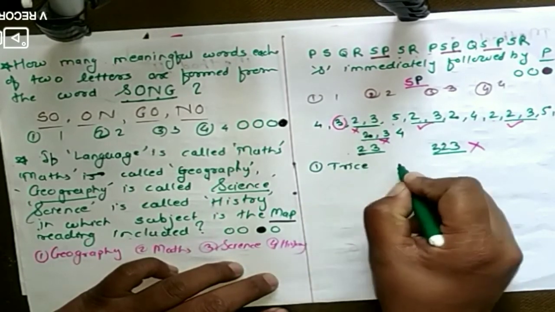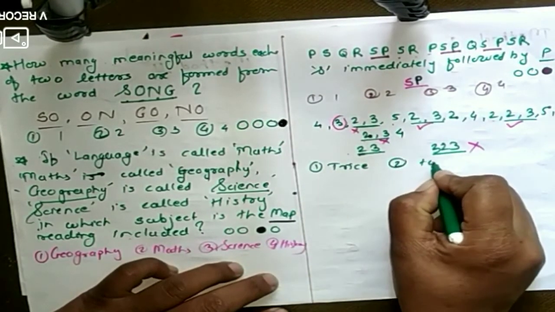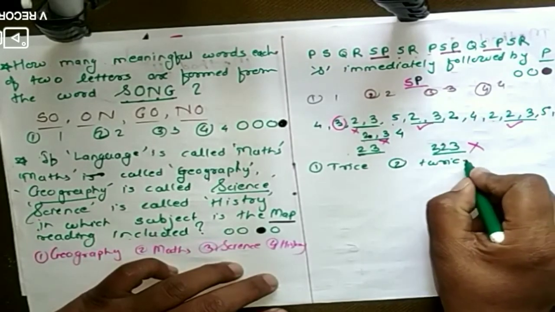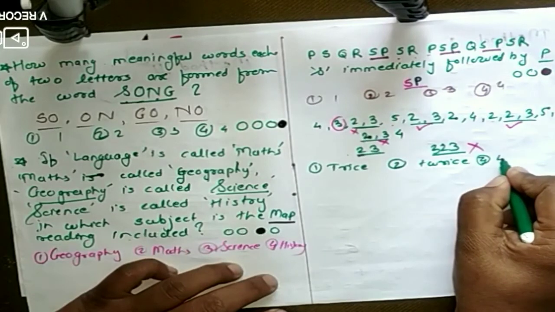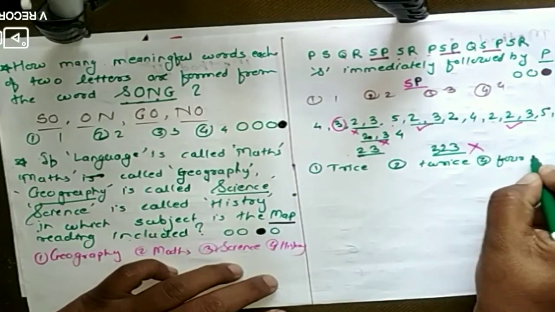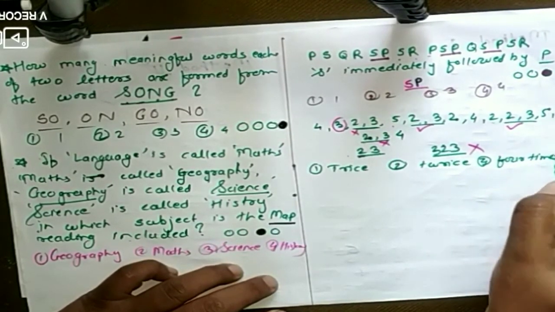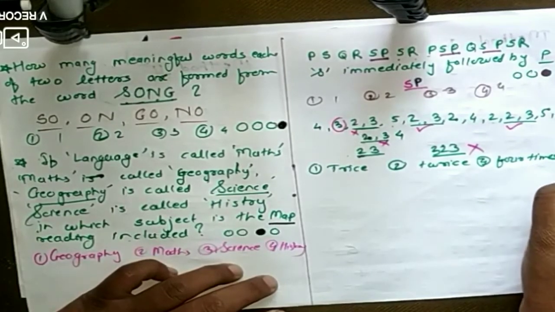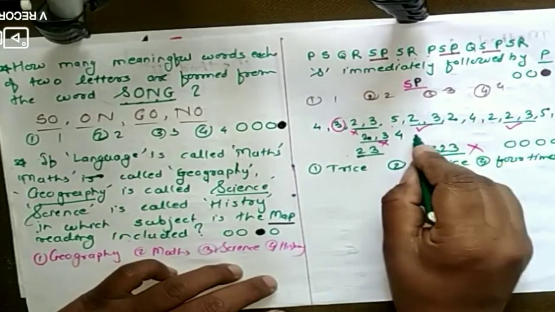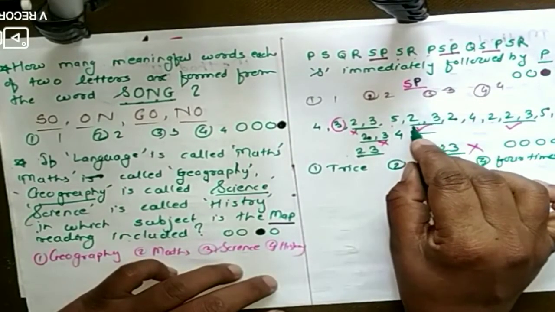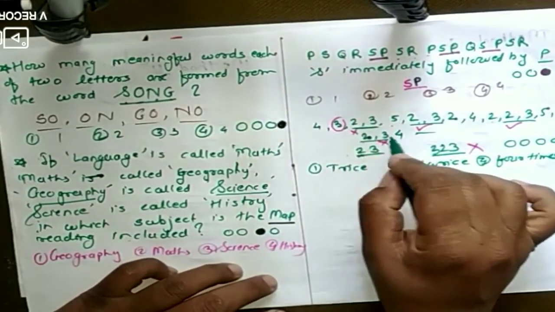Suppose the first option is thrice. The second option is twice. The third option is four times. And the fourth may be once. So from this we have to choose how many times it came. 2 followed by 3, that is 2 times. 2 followed by 3, 4 times.